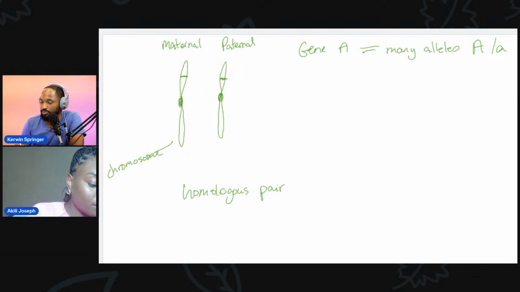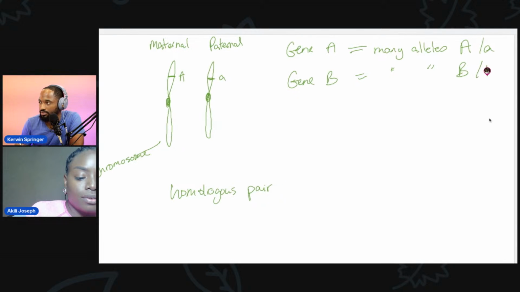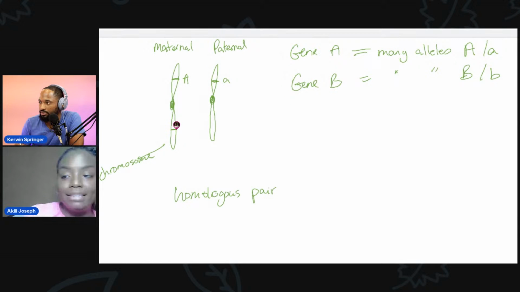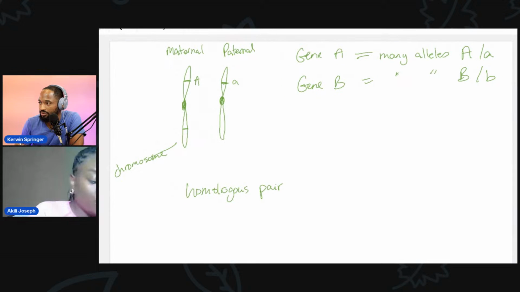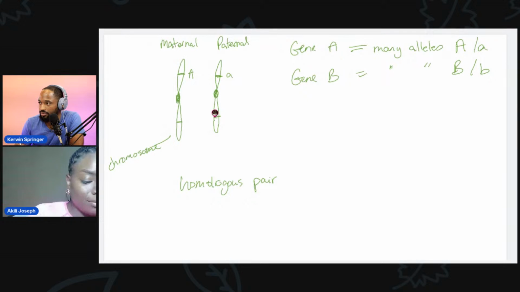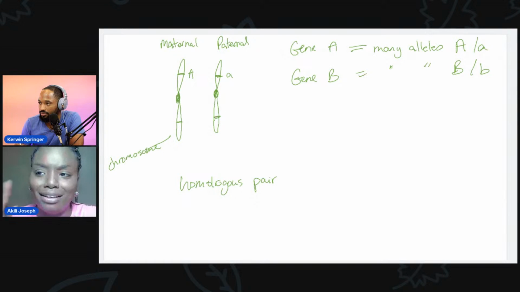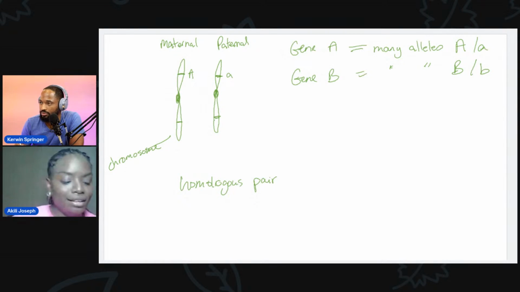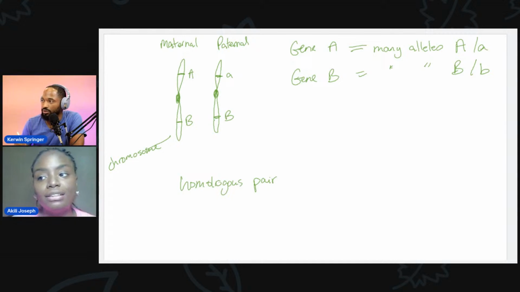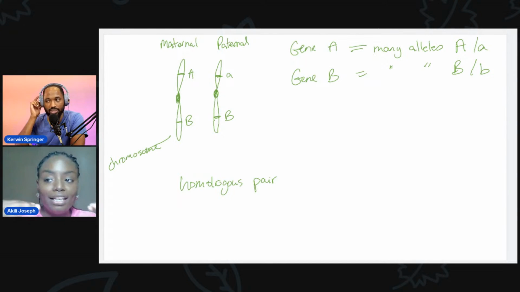Okay. So you can have big A here and small A here. And then you can have gene B that also has many alleles. That could be big B or small b. And if gene B is in this position on this chromosome, it's going to be in the same position. Imagine those two chromosomes exactly match, yeah? They can have the same allele or different alleles. But where that allele is going to be found on the chromosome.